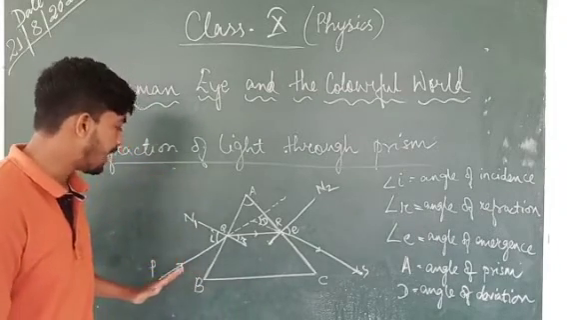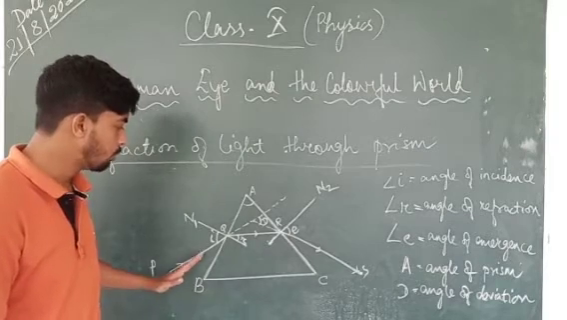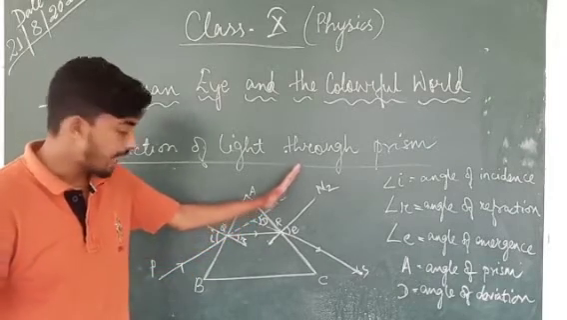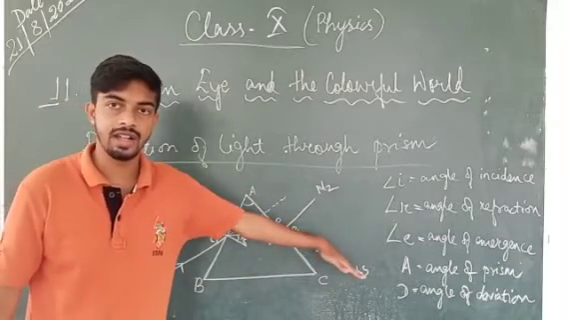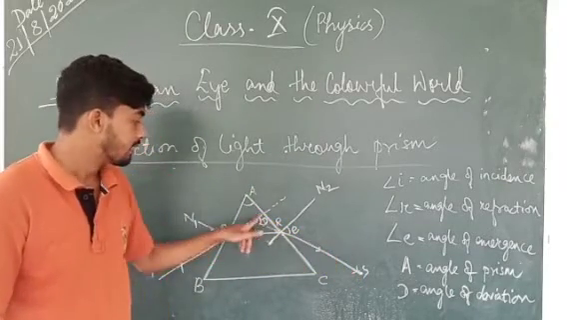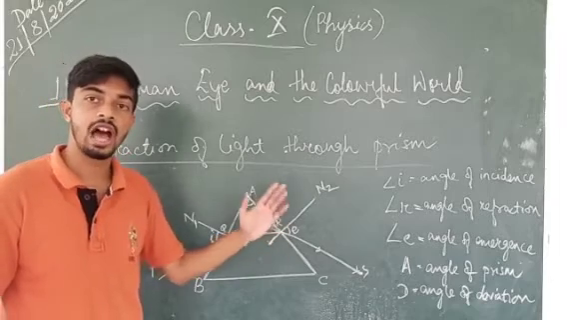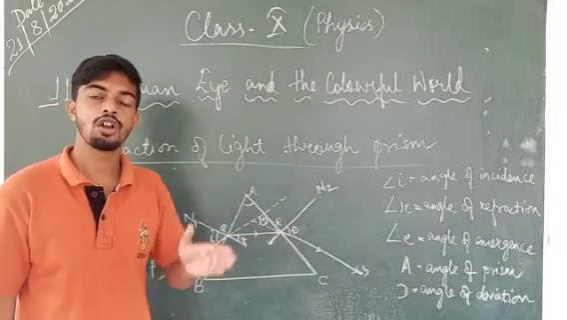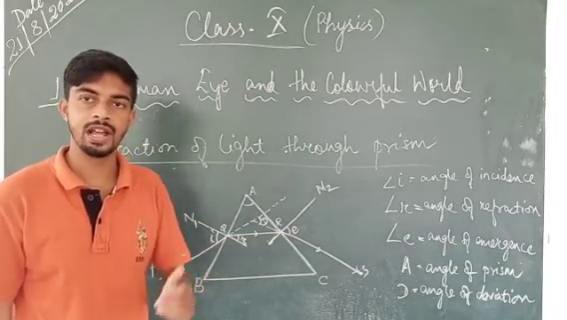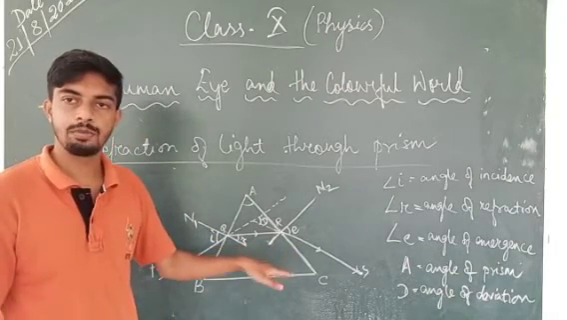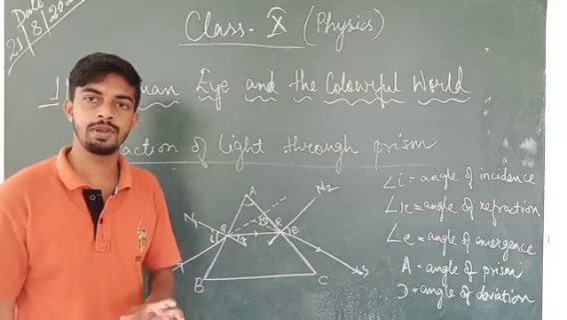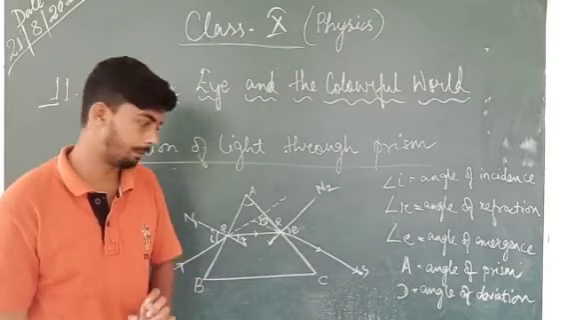That means the light was intended to move like this, but as the prism was on its way, the light bent and deviated in some other direction. This is the angle which shows how much the deviation is, or how much the light has bent away from its original path. My lines might not be straight. You all please use a scale while drawing this one.